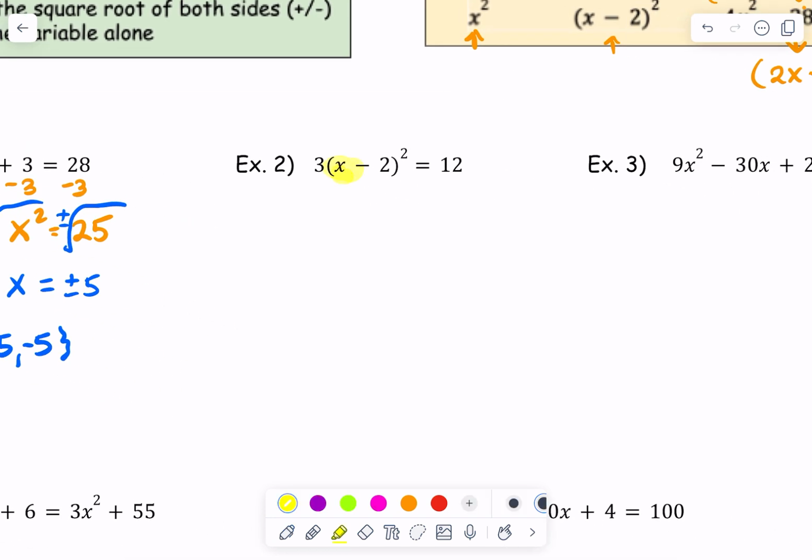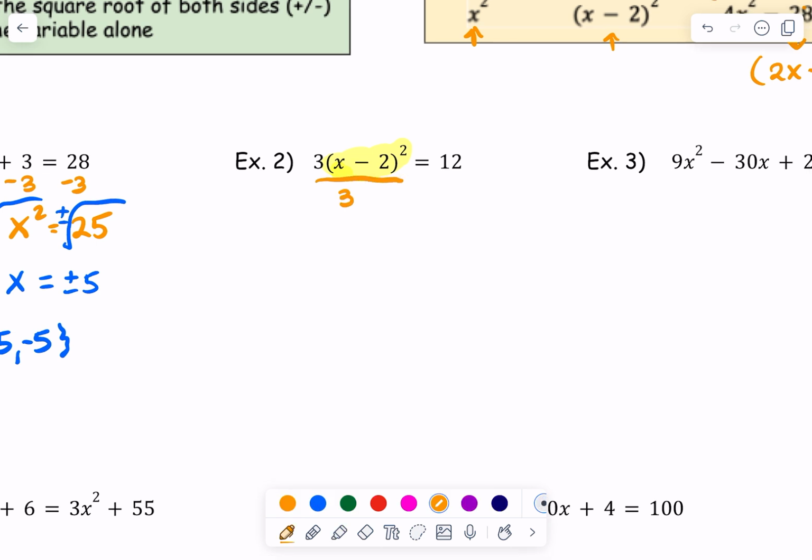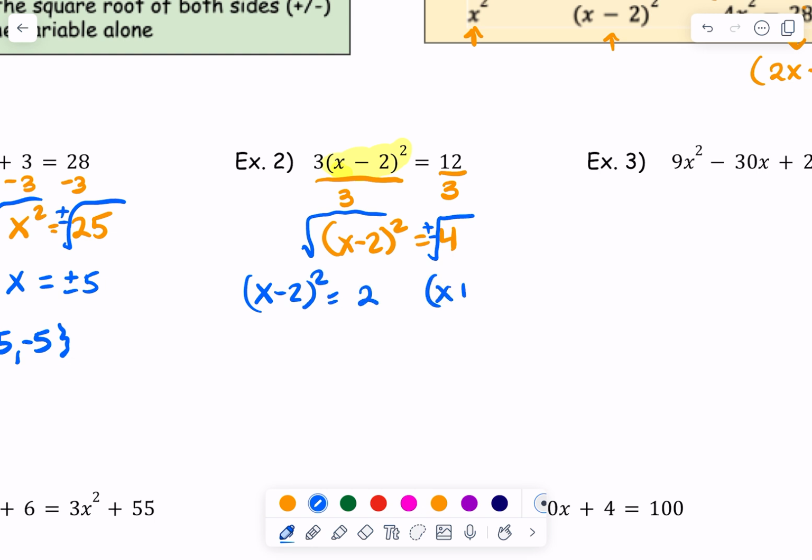Okay, here our perfect square is right here, but it's not alone. So we are going to get that alone first by dividing by 3. And then we'll have x minus 2 squared is equal to 4. And now I have my perfect square alone, so I can take the square root. And so this actually gives me two situations, because this gives me x minus 2 is equal to 2, and this also gives me x minus 2 is equal to negative 2. So we have to identify that there's two cases involved here, two things that are happening. So then we have to do both of them.